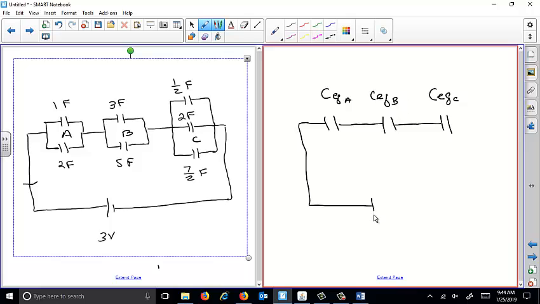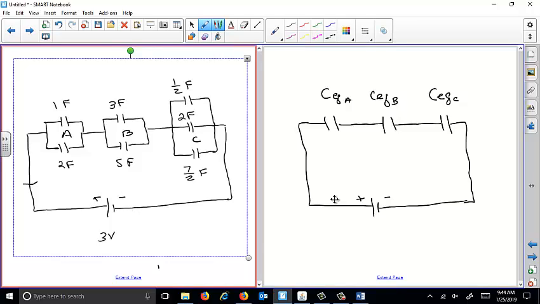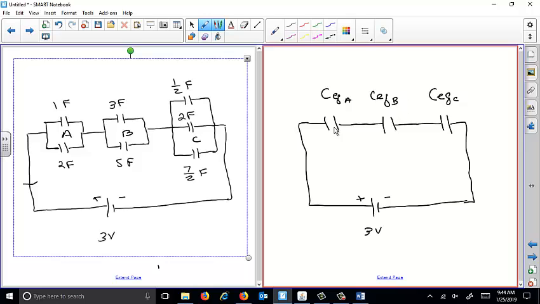Notice the symbols I'm using here. Two parallel lines the same length are capacitors. If you have two lines that are parallel but not the same length, then that's a battery. The longer side is the plus side, and the shorter side is the negative side. So this would be a battery like a AA battery or whatever, and I'm saying that's 3 volts. Okay, so all we have to do is figure out what these are.